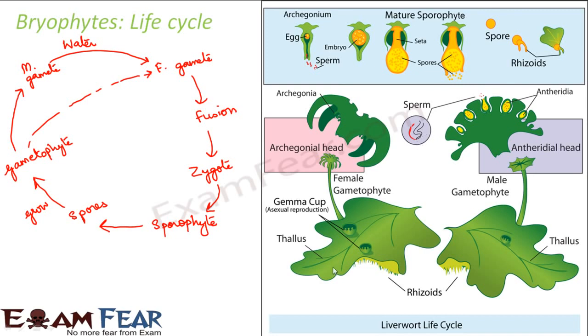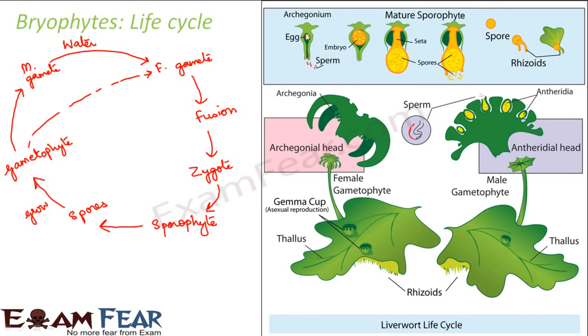Right? So here you can see this is one plant. This is again one plant. These are the rhizoids. This is the thallus. And this is the female gametophyte. That means that part of the plant which produces female gametes. This is the male gametophyte, this portion. This part of the plant produces the male gametes. Now fusion happens. After that, the zygote will be formed.